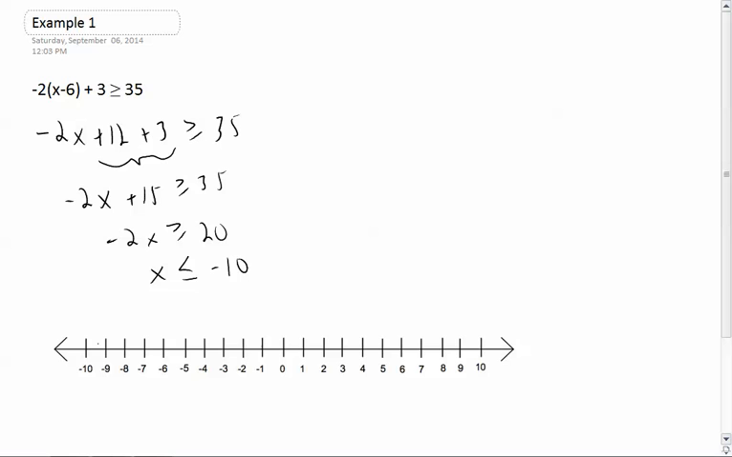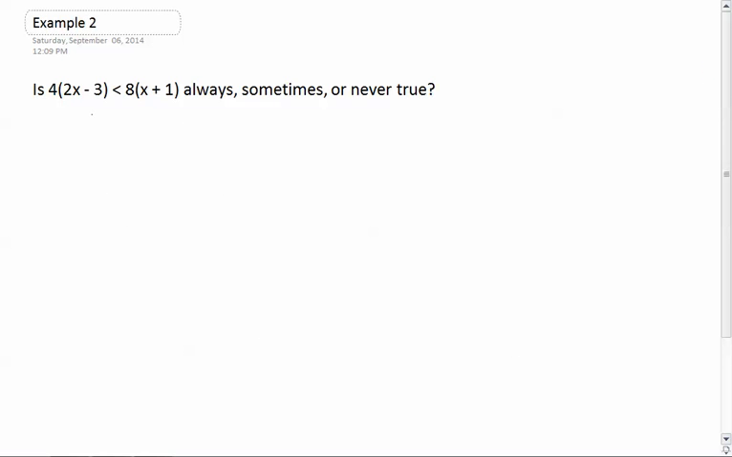All this means here is that if it's less than or equal, I can put a solid dot, and basically every result that's in this direction will be my answer. In other words, every result that's less than or equal to negative 10, and so it just works itself out like that. Let's deal with this second example here.